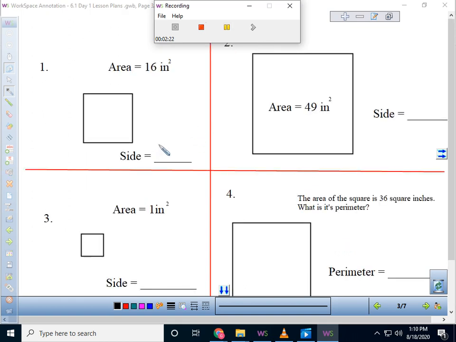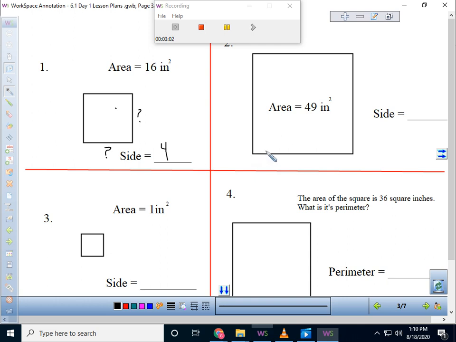Now, let's reverse the process. On this example number 1 right here, they say that the area is 16 inches squared, and they want to know how long one of the sides is. How would we do that? We want to figure out a side length, and we know that both of these sides are going to be the same length because it's a square. So what number times itself equals 16? Well, if you think about it, 4 times 4 is 16. So we know the side has to be 4.